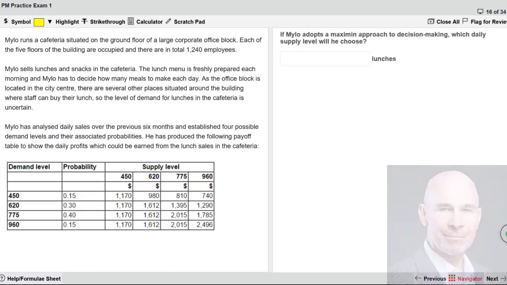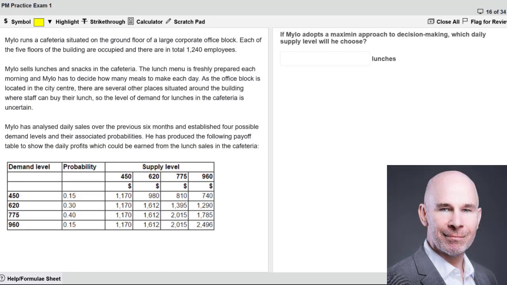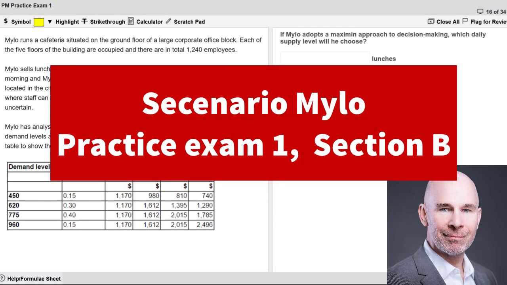I'm Steve Willis, and I'm going to take you through scenario Mylo from Practice Exam number 1. This is a Section B question. It's quite challenging. It's quite time-consuming. So before you watch this video, make sure you get into that Practice Exam number 1 in the practice platform. Try this on your own, then come back and continue viewing the video, and we'll go through it together.